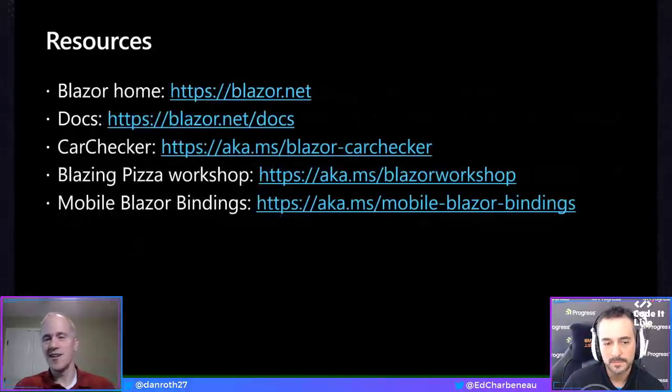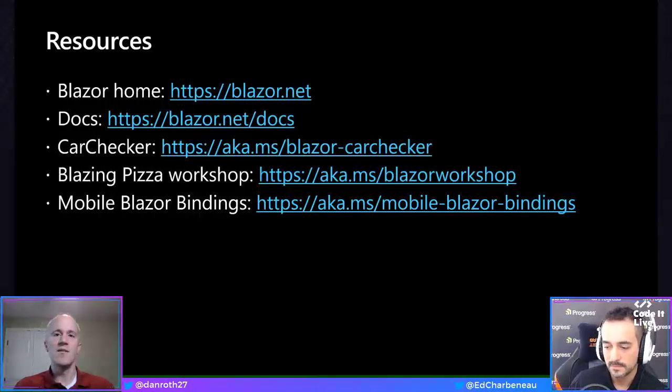Here's a list of resource links from the various things that I showed today. Of course, go to the Blazor.net homepage and install the bits. We have lots of docs. You can find the Car Checker app online as well as the Pizza Store app.